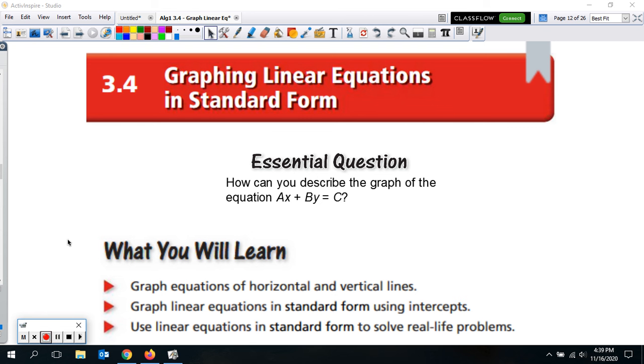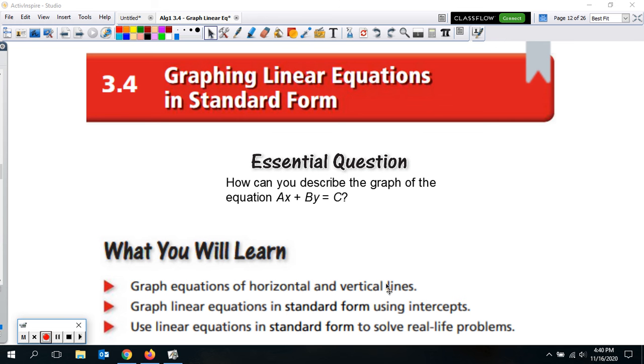Well, welcome back, Algebra 1 students. We're here looking at 3.4, and this is called Graphing Linear Equations in Standard Form. So just like that little song was showing you, Ax plus By equals C is the standard form of a linear equation. So we have two variables, where A, B, and C are going to be numbers.